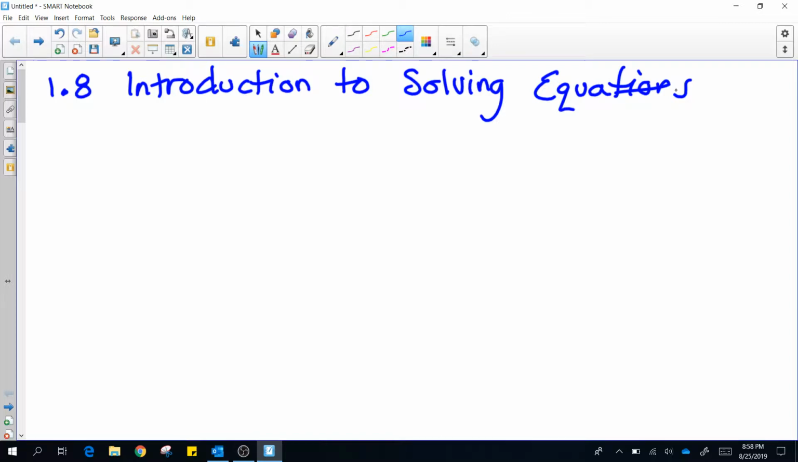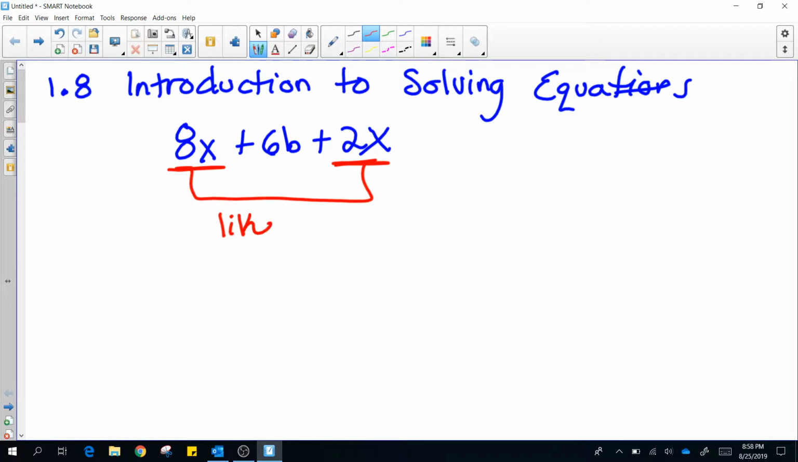We discussed expressions and like terms. So like terms have to have the same variable attached. So for example, if I had this, these would be considered like terms because they're both being multiplied by the same value. No matter what x is, it's going to be the same value. Okay? So I could combine those if I wanted to, right? I have 8 x's and 2 x's. I can say that there are 10 x's, and then I would just leave the unlike term alone. Okay.